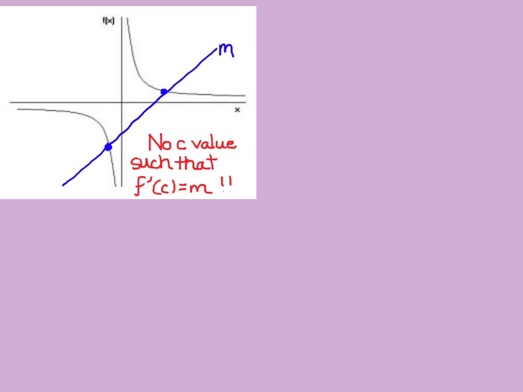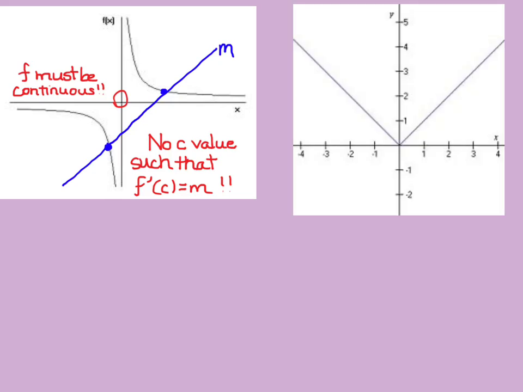Let's look at the following example. So here I've denoted 2 points on the graph. And if I connect them with a blue line, we're looking for a point on the curve where we would have a tangent line parallel to this. But notice that no such tangent line exists. The reason for that is that we chose a function that's not continuous on the interval. F must be continuous in order for the mean value theorem to work.